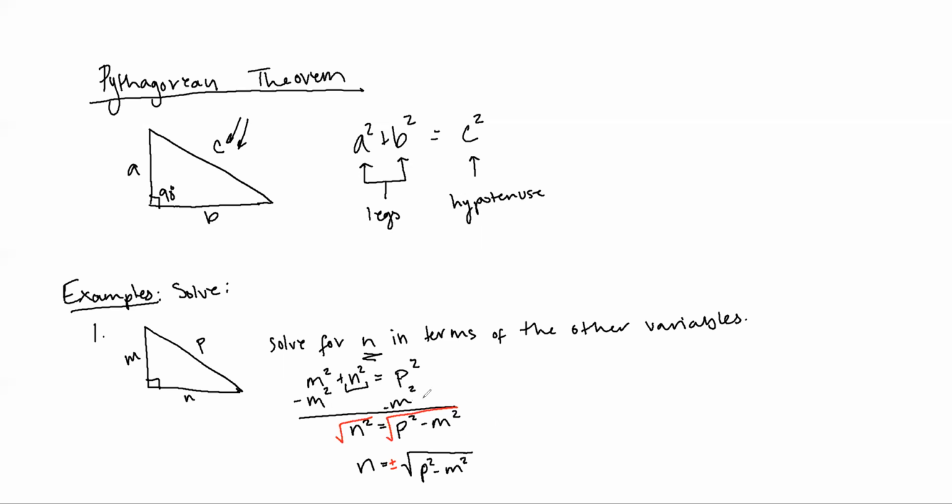But one other thing to keep in mind here, and this happens a lot when you work on application problems, since we're talking about the length of the side of a triangle, we cannot have negative length. So we're going to disregard this negative here in the plus or minus. And so N is just going to be equal to the positive square root of P squared minus M squared. So make sure in application problems you pay attention to what works and what doesn't in terms of your final answers.